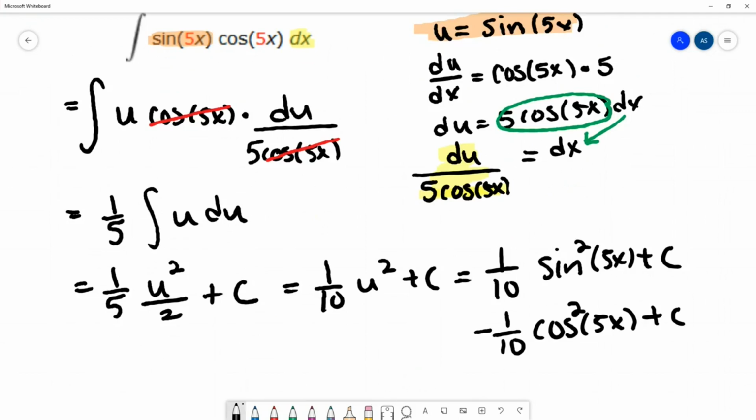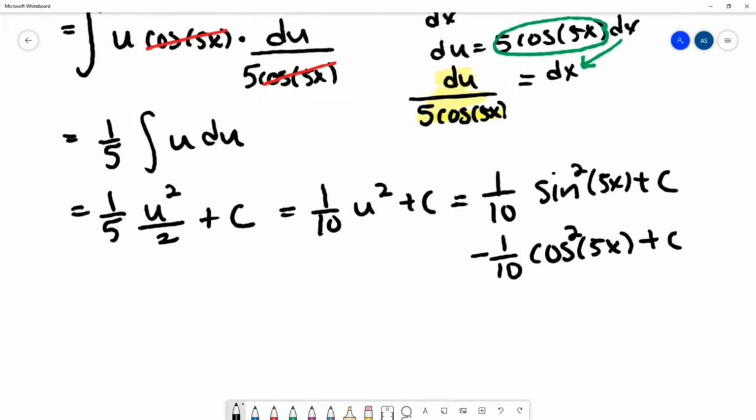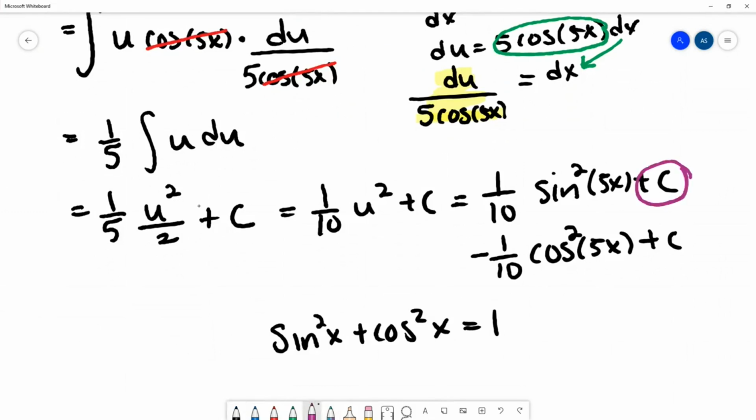But one thing to keep in mind is that when you have trig functions, we have lots of identities and equivalencies between them. For this particular case, keep in mind the Pythagorean identity, sine squared x plus cosine squared x is equal to 1. And you can see that we have this plus c here, which can compensate for that 1. And so with this trig identity, these two are equivalent antiderivatives that we came up with.